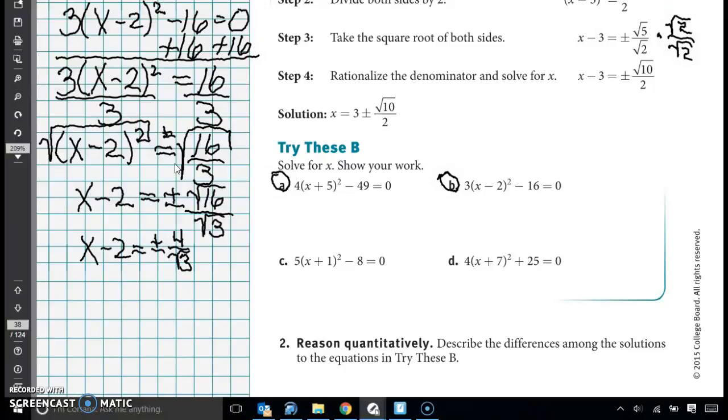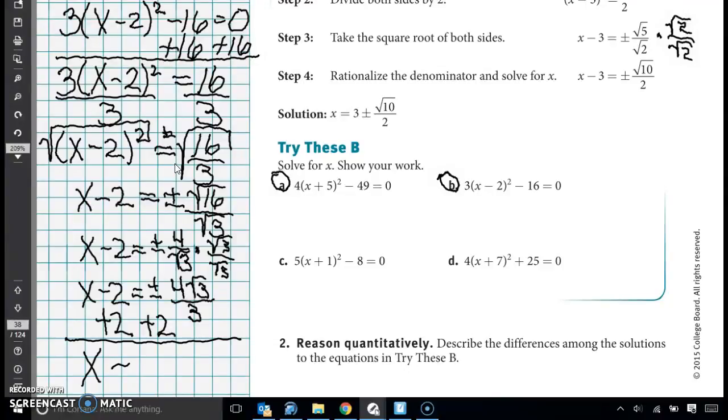Now we can't have a square root in the denominator, so we're going to rationalize our denominator. Times it by square root of 3 over square root of 3. The 12 over 3 comes out to be 4. So we have 4 square root of 3 over 3. Does that reduce at all? And then you add 2.